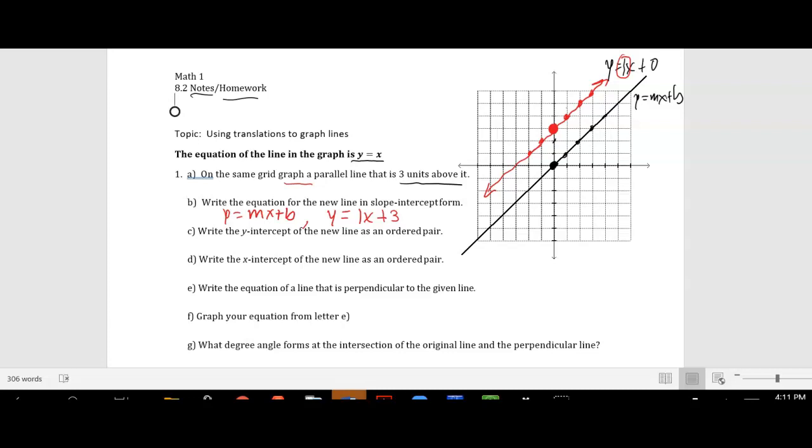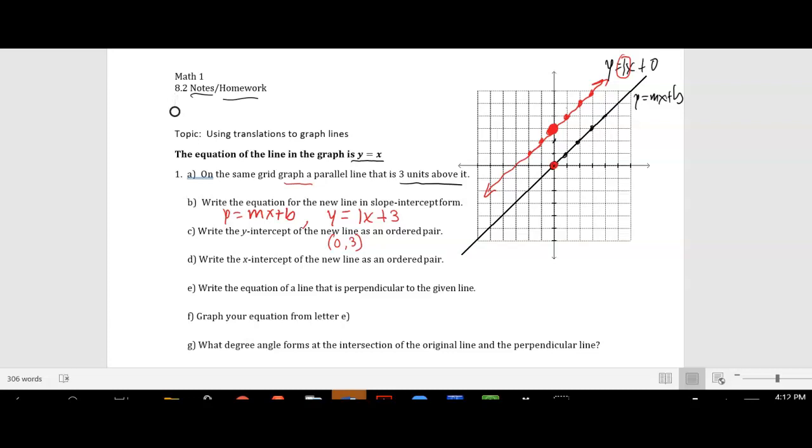C, write the y-intercept of the new line as an ordered pair. So if I go to that big fat point right here, that's our y-intercept. The y-intercept is 3 as an ordered pair. It's 0, 3.